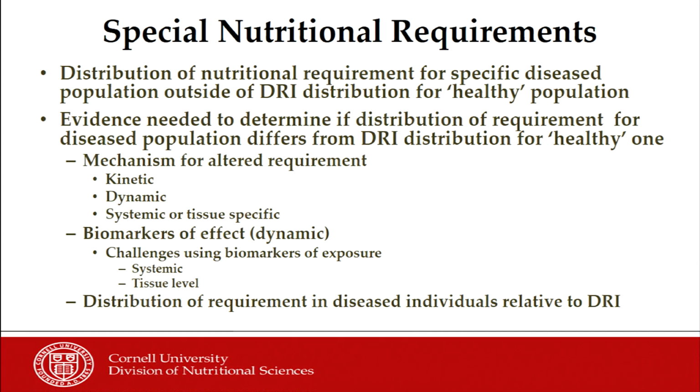I want to touch on a few points here. You need to understand the mechanism for the altered requirement. Is it kinetic, dynamic, system-wide, tissue-specific, or some combination thereof? Are biomarkers of effect, i.e. dynamic, important? And what are the challenges of using biomarkers? Dr. Stover and others are going to discuss this. Do you need systemic biomarkers? Do you need specific tissue biomarkers? And what is the distribution of the requirement in diseased individuals relative to the DRI requirement?